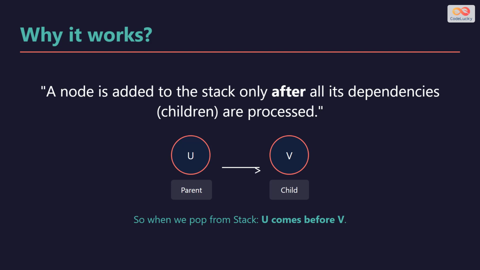Why do we use a stack? Consider a parent node U and its child V in a depth-first search. We visit U, then immediately go to V. We will finish processing V before we finish processing U, and we add a node to the stack only when it is completely finished. The child V gets pushed first, and the parent U gets pushed afterwards. When we pop from the stack later, U comes out before V, which is exactly the order we want.